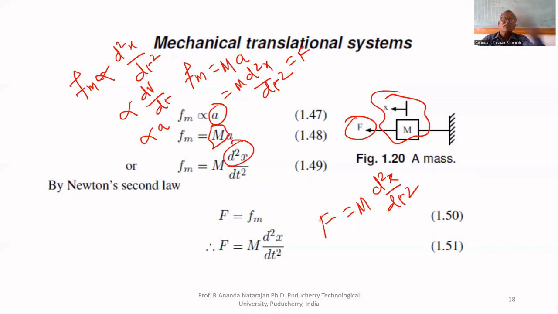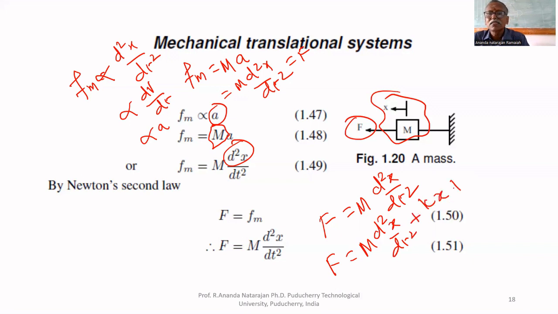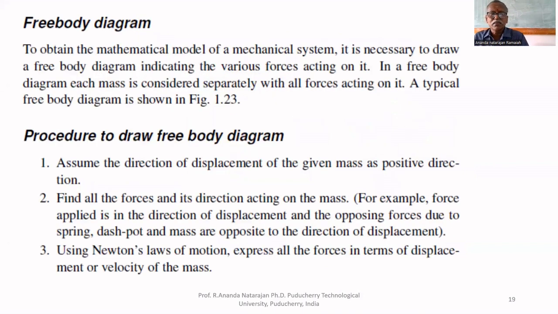If it has all three properties, then the mathematical model is F equal to m d square x by dt square plus kx plus b dx by dt. If it has all three properties, then this is the mathematical model. It is identical to the electrical system.